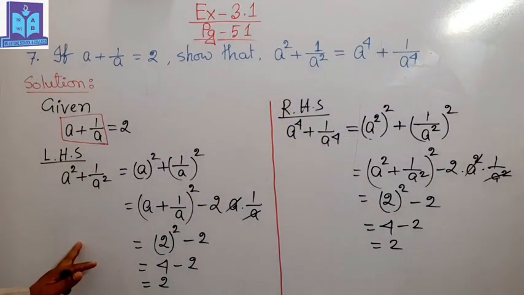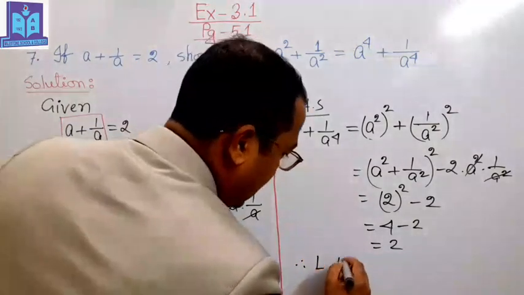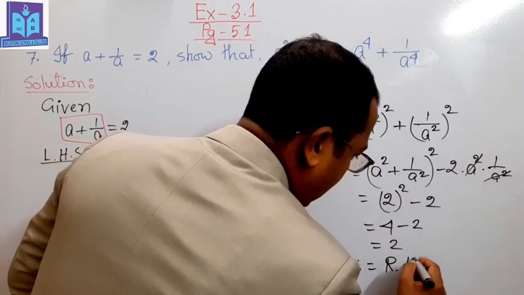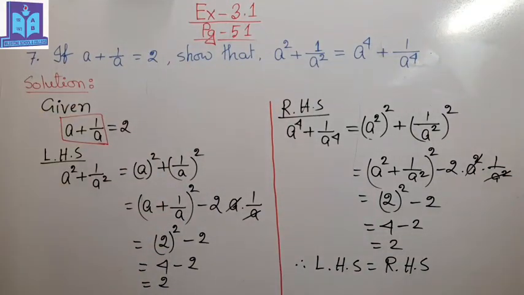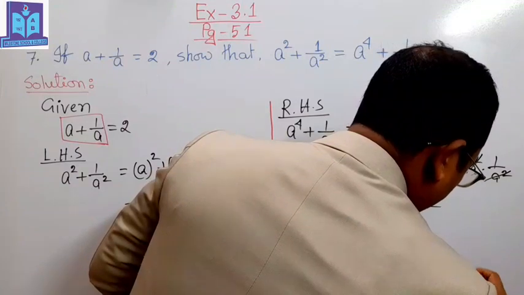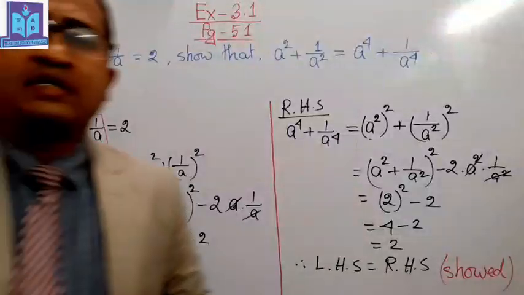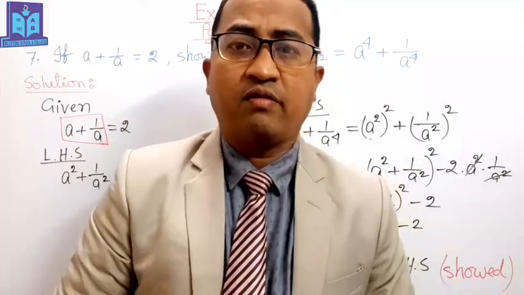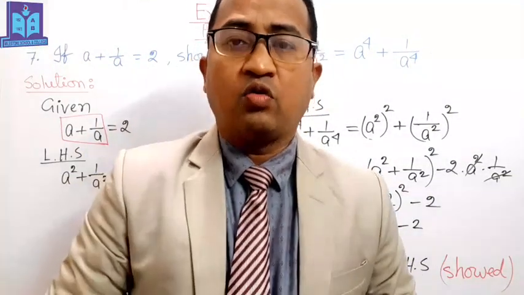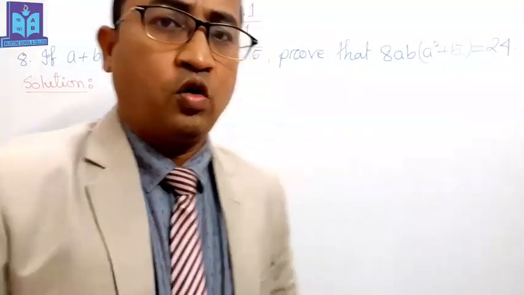So the left hand side and right hand side are equal. So we can write left hand side equal to right hand side, that is proved. So easily we have shown that the left hand side is equal to the right hand side by finding their values. So if you know the corollary, you can find the value of any expression. Now let's go to the next math. Now question number 8. Look at the board.